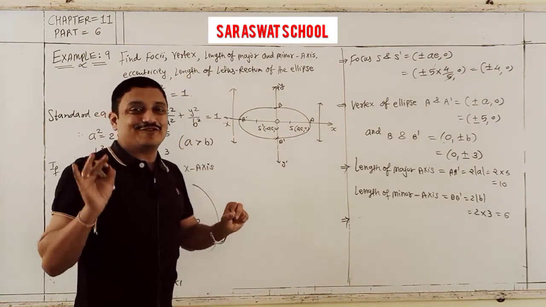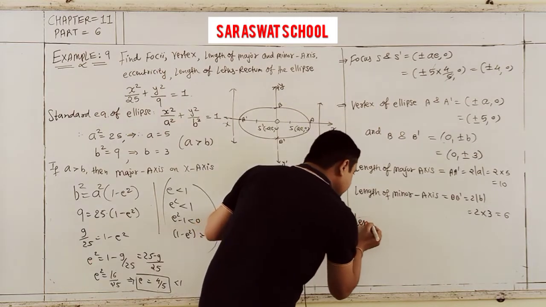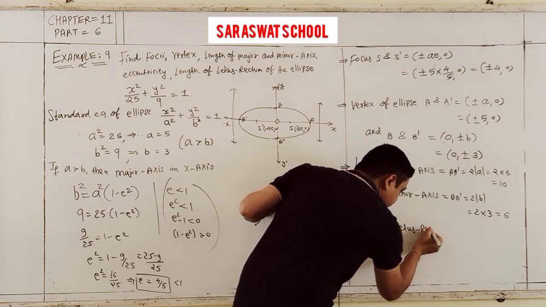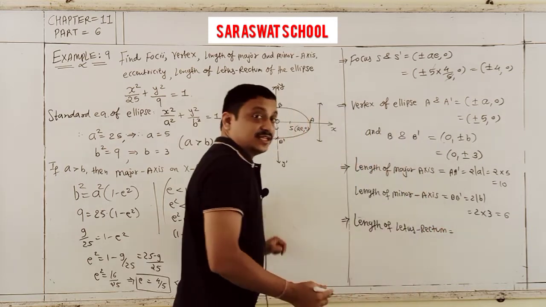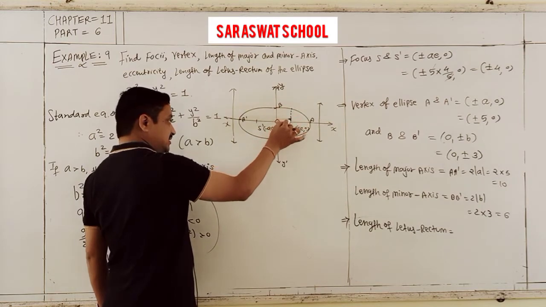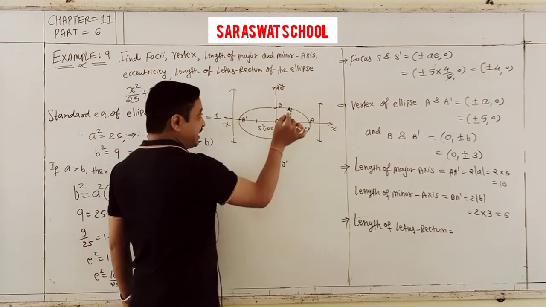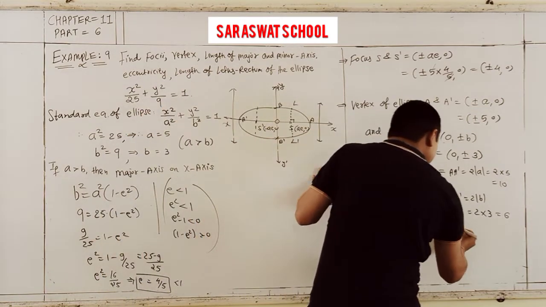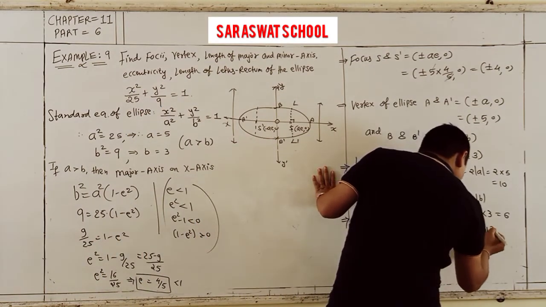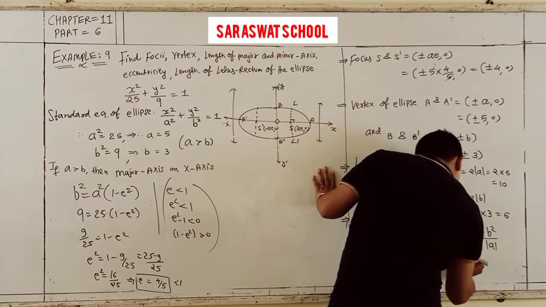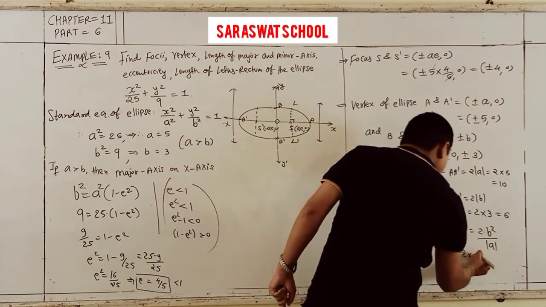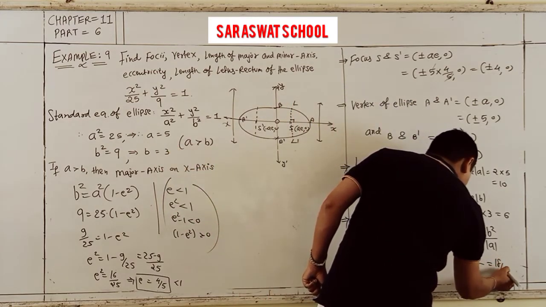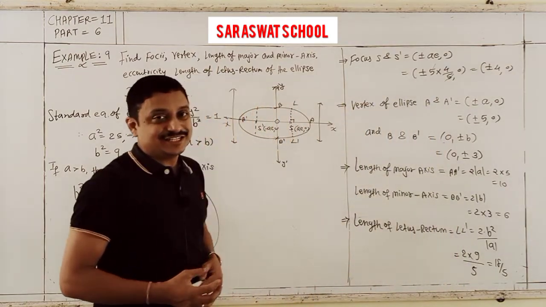Last, our length of latus rectum. So finally, the length of latus rectum. You know that this is called the latus rectum, exactly perpendicular to the focus line, L and L dash. This side also, and that you write here as 2 b square by a. And what's your b square? 9. What is your a? 5. Your answer is 18 by 5.